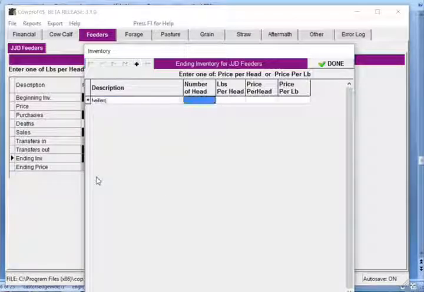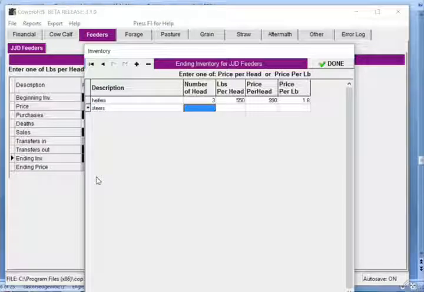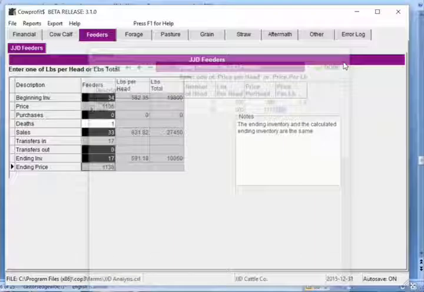And then the ending inventory, if we look at what that is back on our information, it was 3 heifers, 3 of them at $5.50, and the price was $1.80. And for steers, there were 14 of them, and they weighed 600, and their price was $1.95. And so we're done with that.